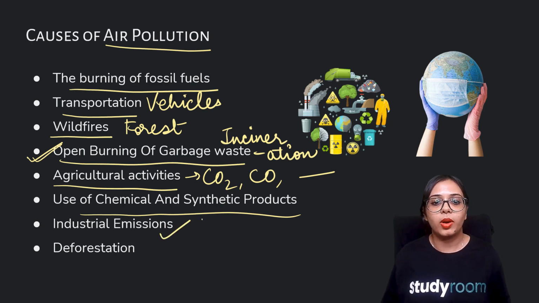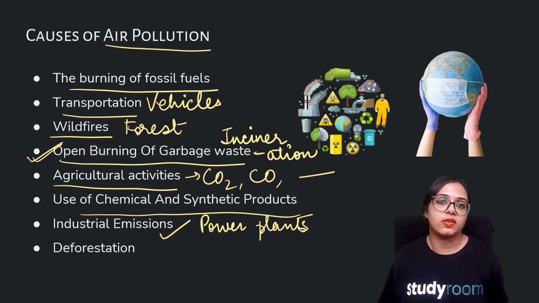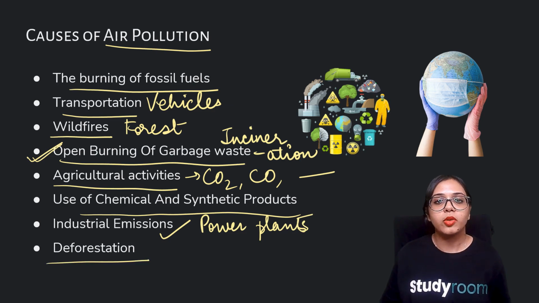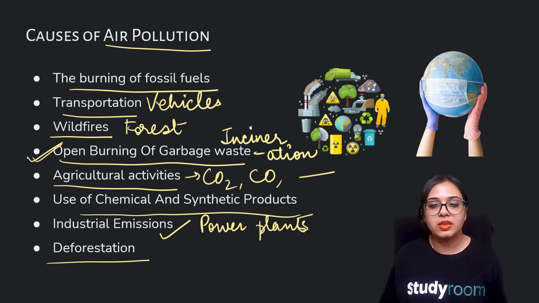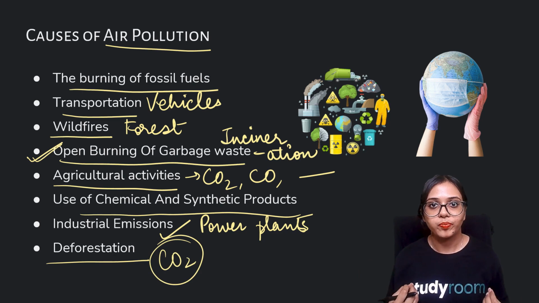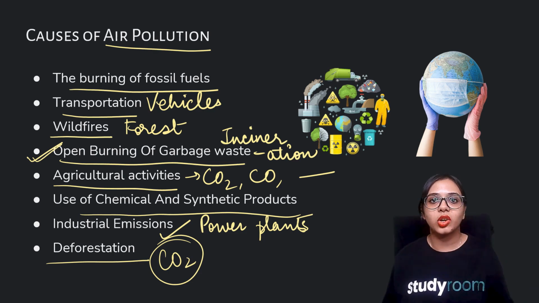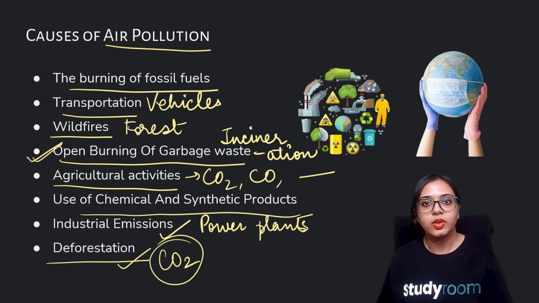Industrial emissions, the power plants, okay, it's very obvious that the chimneys from the power plants release harmful toxic pollutants. And deforestation, because the more you cut down trees, the more you are reducing the capacity of the trees to consume carbon dioxide from our atmosphere. All right, because trees consume carbon dioxide and give out oxygen. So the more trees you cut down, the more you are increasing the chances of an increase in the amount of carbon dioxide all around us. So deforestation is another cause of air pollution.